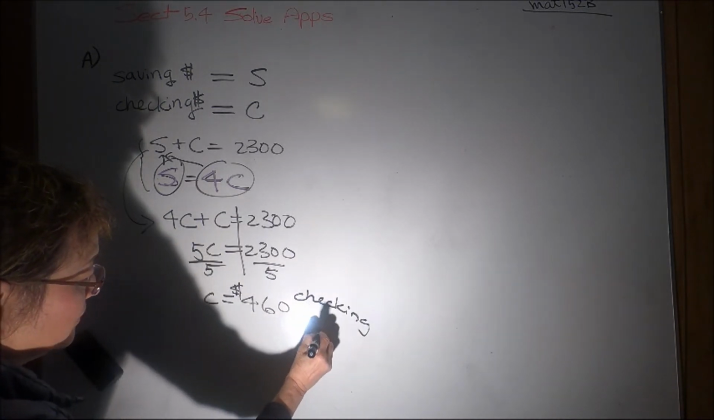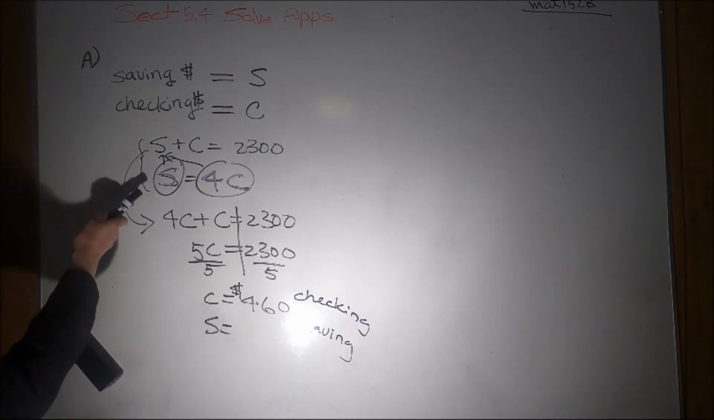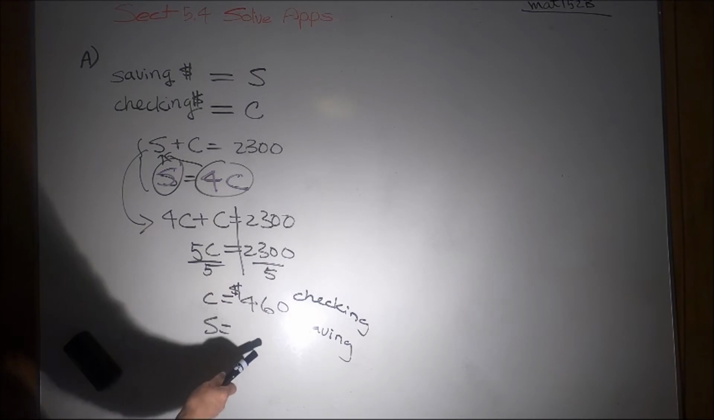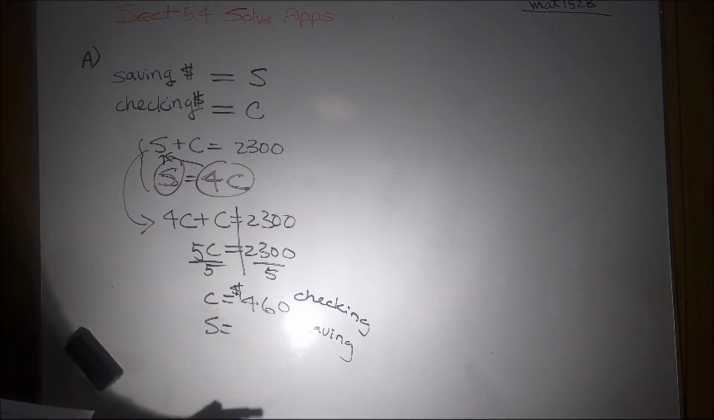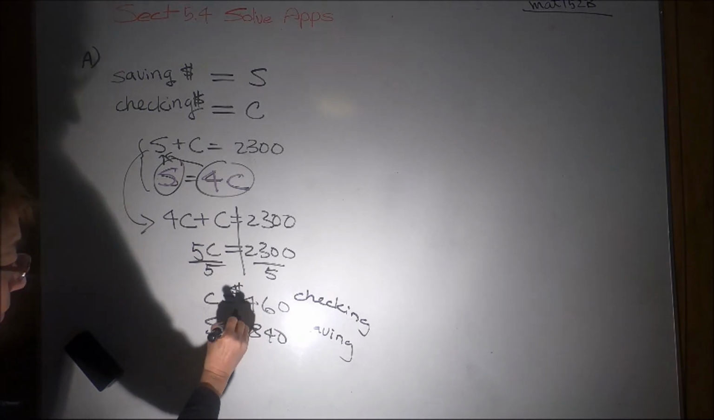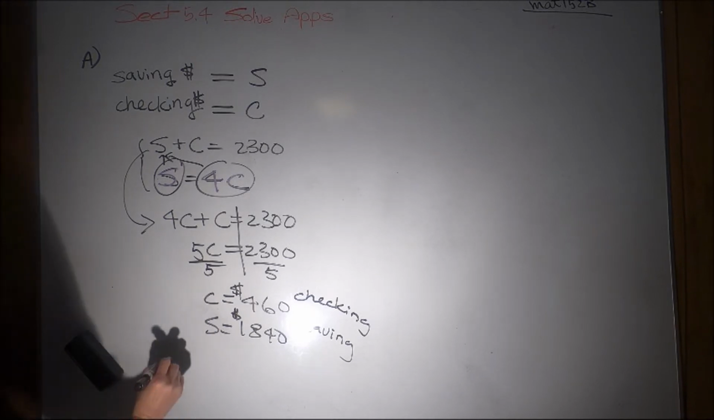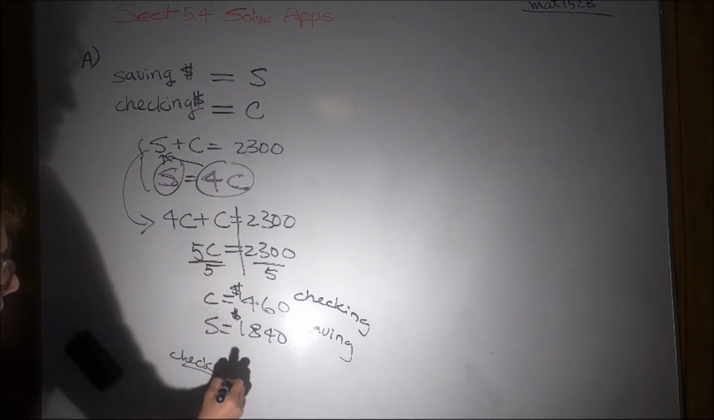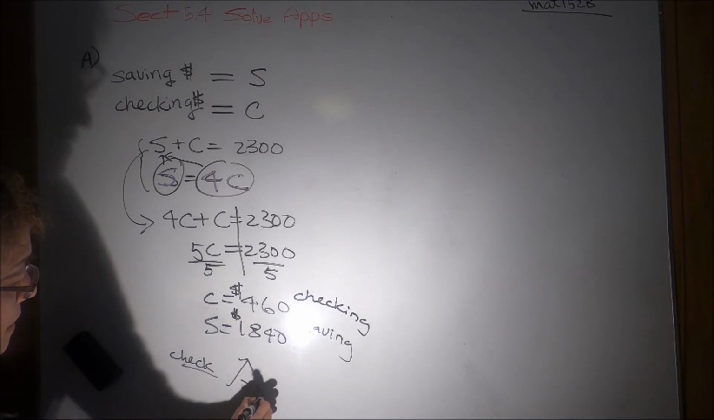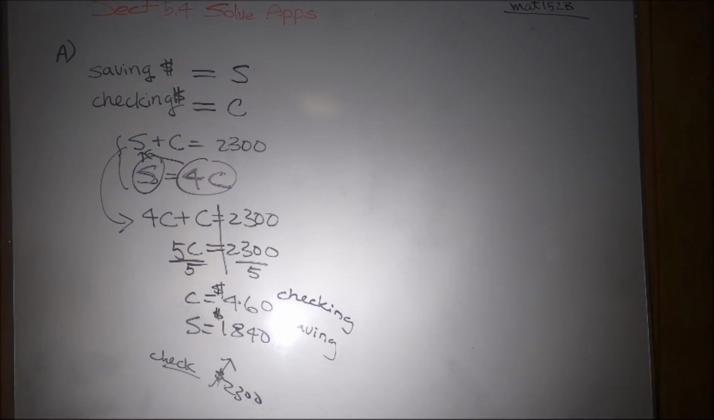Then what's in your saving? You plug back in. Saving is 4 times that much, so you multiply by 4, and that would be 1840. One is 4 times the other. Then you also check. How do you check? You put them together, so the total would be 2300. That's how you check. That's how we apply 2 by 2 to solve a problem.